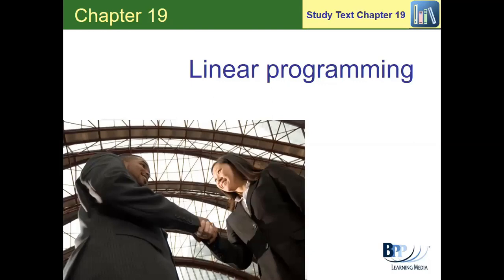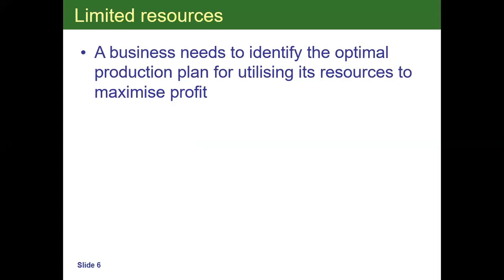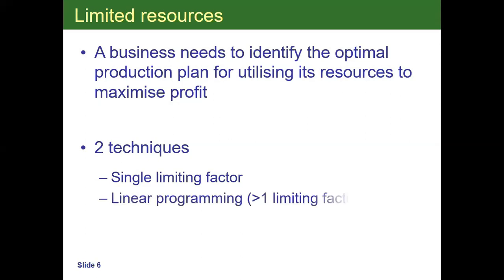Linear programming we use for multiple limiting factors. And we say that a business needs to identify the optimal production plan for utilizing its resources to maximize profit. So there will be two techniques. One is called single limiting factor, which we just finished, and the other one is called linear programming. Linear programming you use when you have more than one limiting factor.